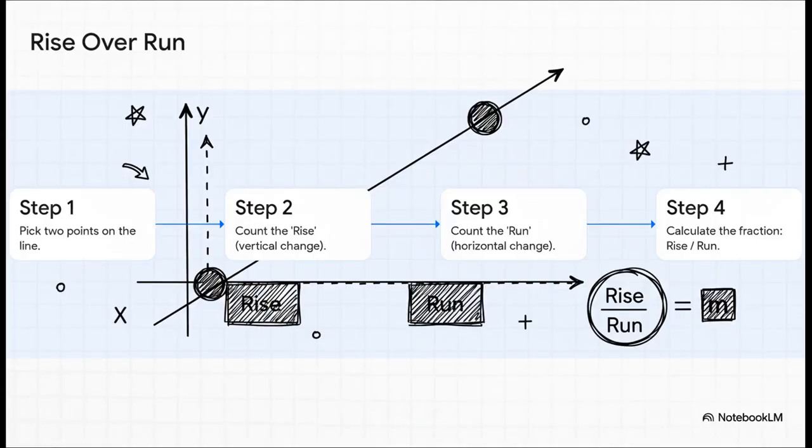So how do we find this magic number? Well, there's a super simple method called rise over run, and it is exactly what it sounds like. First, you just pick any 2 points on your line. Then, you count how many spots you go up or down to get from the first point to the second. That's your rise. Then you count how many spots you move across to the right, and that's your run. So let's say you go up 2 units and then to the right 1 unit. Your slope is just 2 over 1, which is just 2.